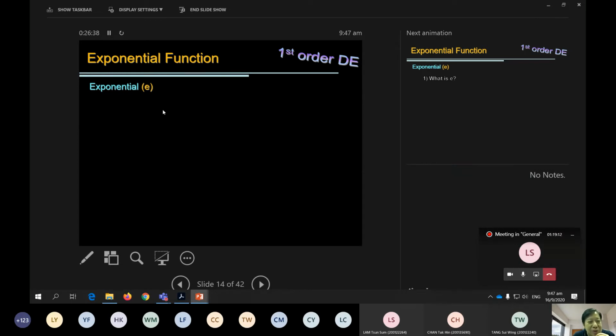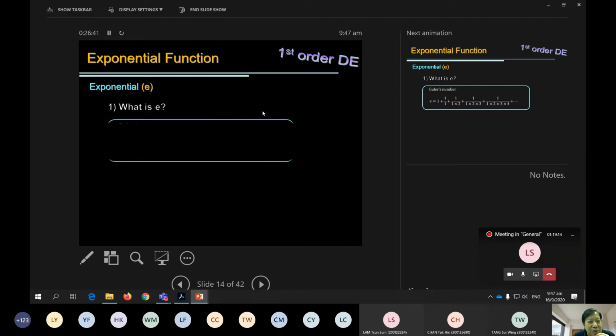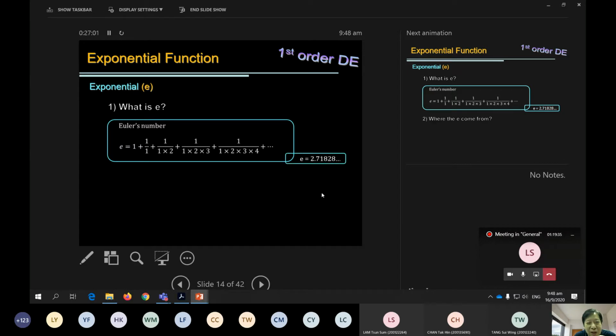So for the exponential equations, we have the symbol E. The exponential E is defined as 1 plus 1 over 1, plus 1 over 1 times 2, plus 1 over 1 times 2 times 3, and they continue until the very end. In the normal sense, the value of E is equal to 2.718 and so on. It is never ending, but it approaches 2.72, right?